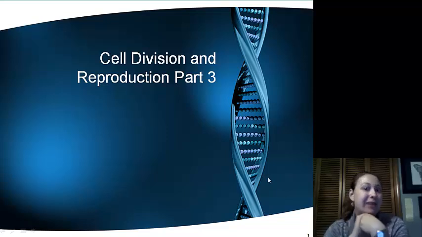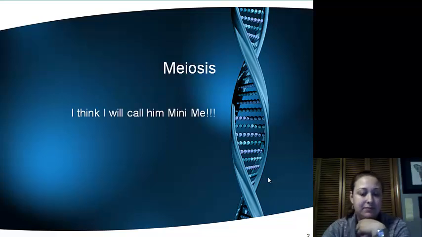So now we have cell division and reproduction part 3. So, meiosis. I think I shall call him Mini-Me, because meiosis is making the sex cells to make babies.